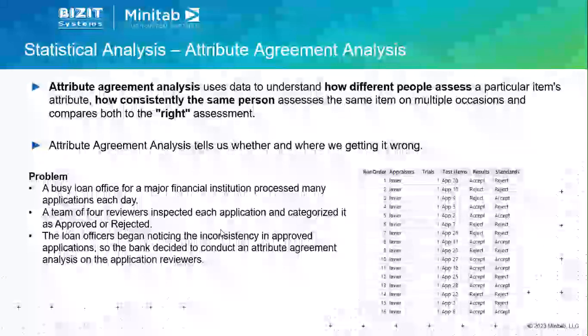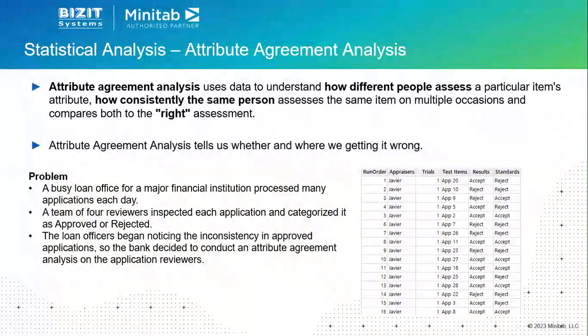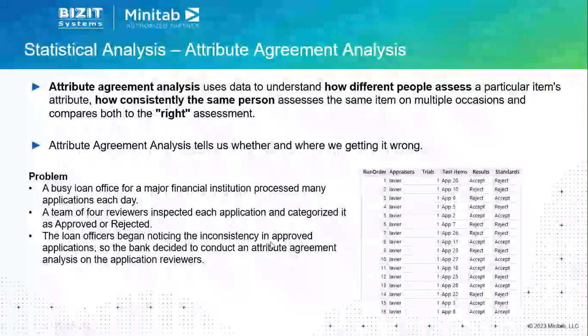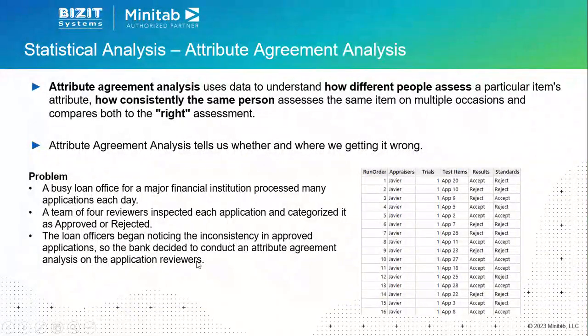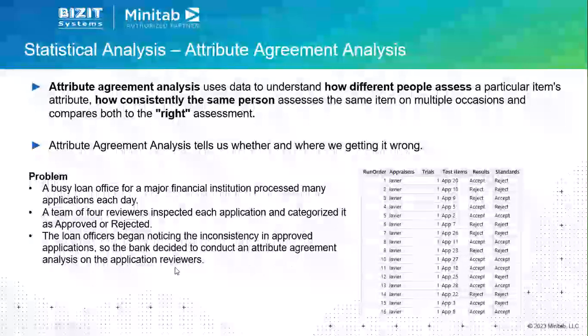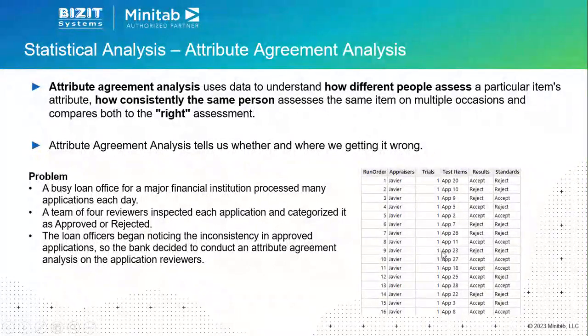The loan officers from a major financial institution process many applications each day. A team of 4 reviewers should inspect and check each application and categorize them as approve or reject. The loan officer begins to notice inconsistency in the approval of applications. So the bank decides to conduct an attribute agreement analysis on this application review.